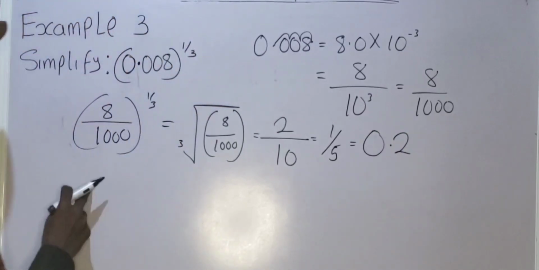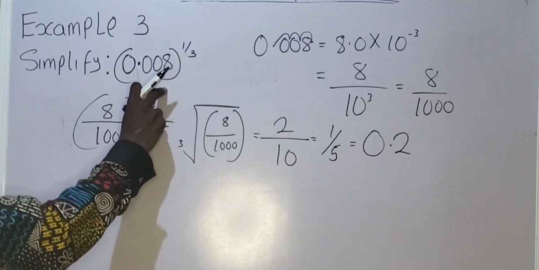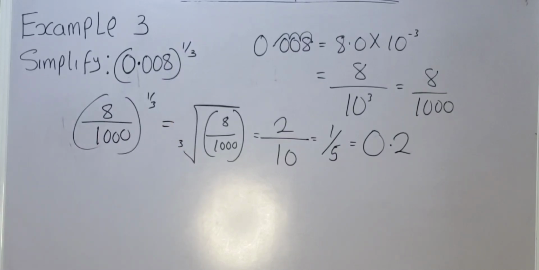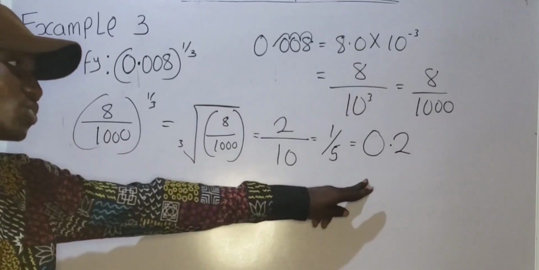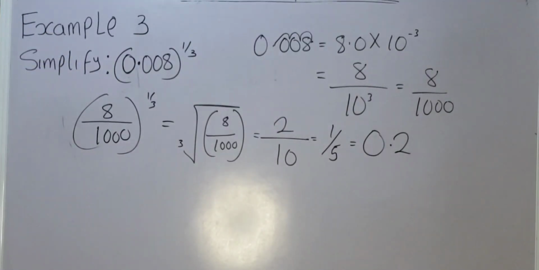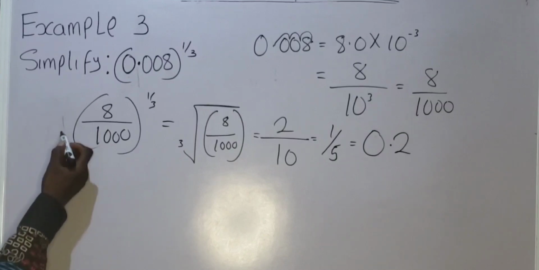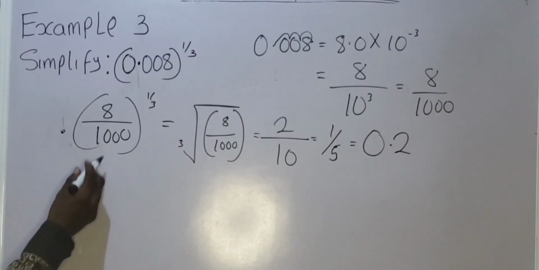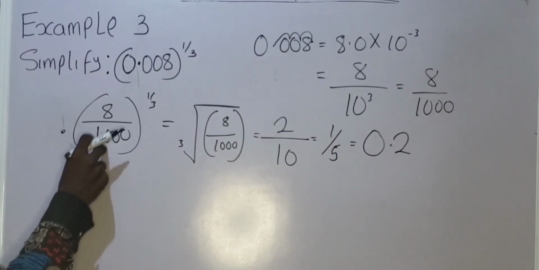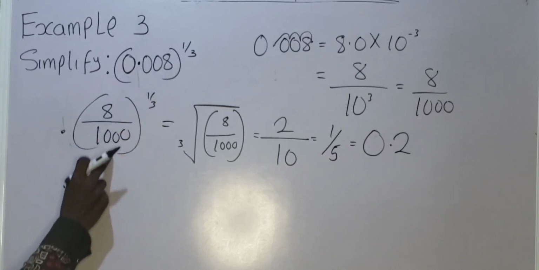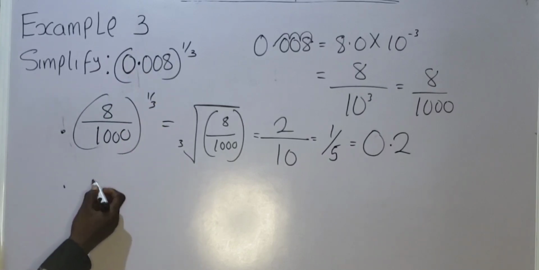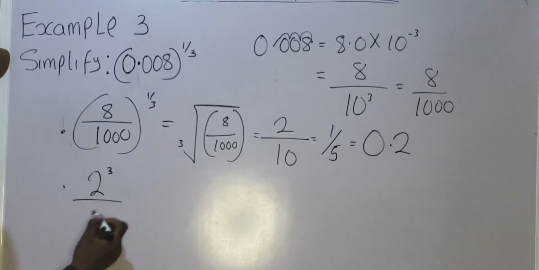So the final answer to the simplification of 0.008 raised to the power of 1 over 3 is what? 0.2. You understand? And you can proceed in this way. Another method. Since you have already known that the fraction of 0.008 is what? 8 over 1000. So you can say that 2 raised to the power of 3 all over 10 raised to the power of 3.